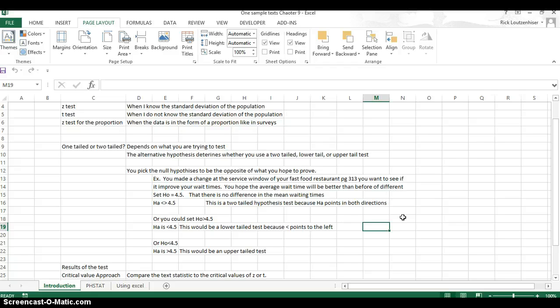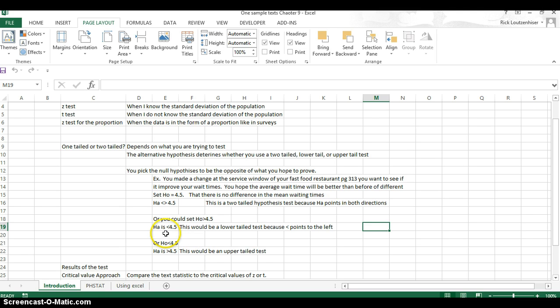So you have your previous month average for your wait times. You now have a sample of your second month's average. So are you better or not? So you hope that the average will be better than before or different. So if you just want to see if it's different, then you set H0 equals 4.5, and HA, the alternative, is not equal to 4.5, less than or greater than. This is a two-tailed test. The way I do it is, if I look at that less than sign, it's pointing to the left, the lower tail. The greater than sign on the right is pointing to the right, or the upper tail. So that would be a two-tailed test.